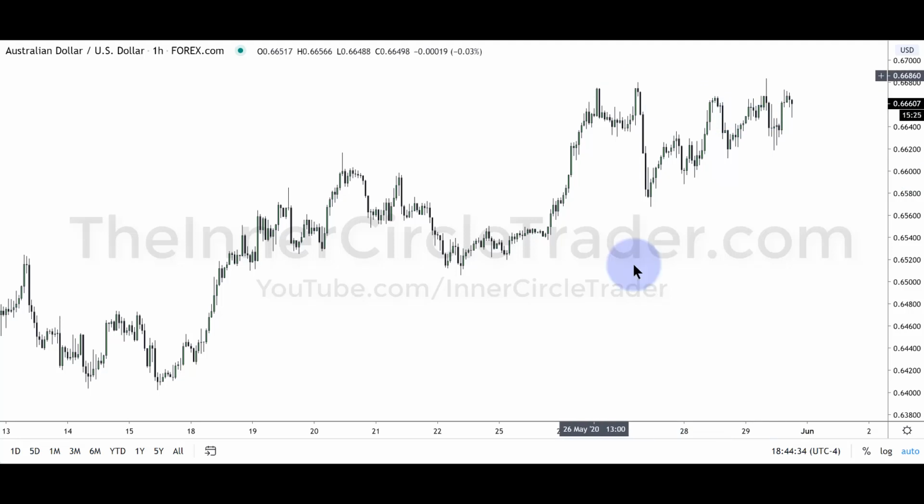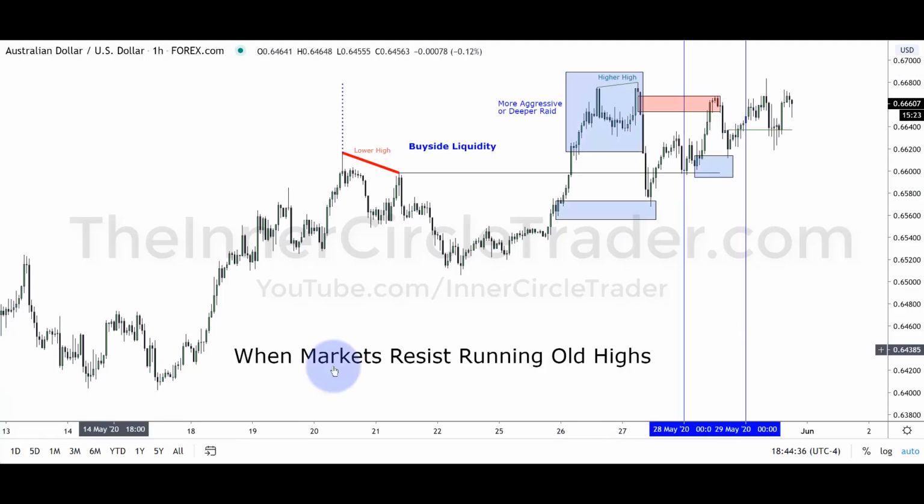So I'm going to add some annotations here, and again, the lesson is when markets resist running old highs. Now, it doesn't mean it completely rejects the idea of it and never runs it, but what causes the market to not want to run those equal highs?